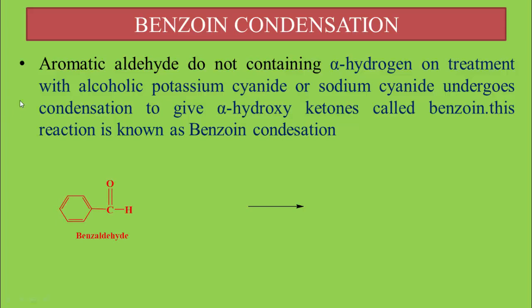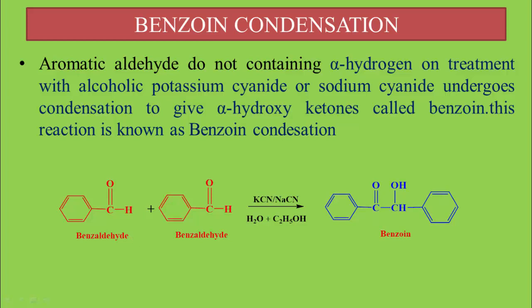Consider benzaldehyde. This benzaldehyde does not contain an alpha hydrogen atom, and it reacts with another molecule of benzaldehyde. When we heat it in presence of potassium cyanide or sodium cyanide, there is the formation of the product benzoin. This product contains both functional groups, the carbonyl group and the hydroxy group, and the reaction is known as the benzoin condensation reaction.